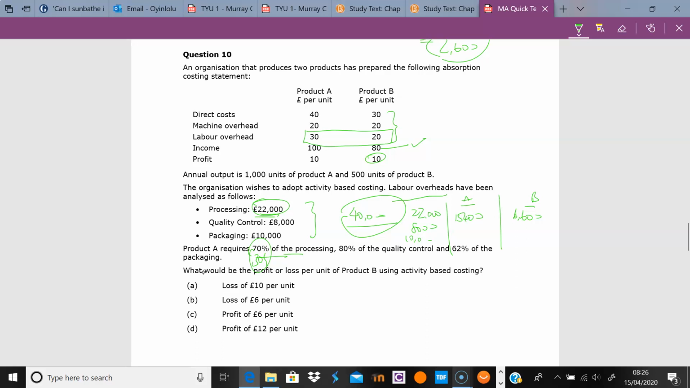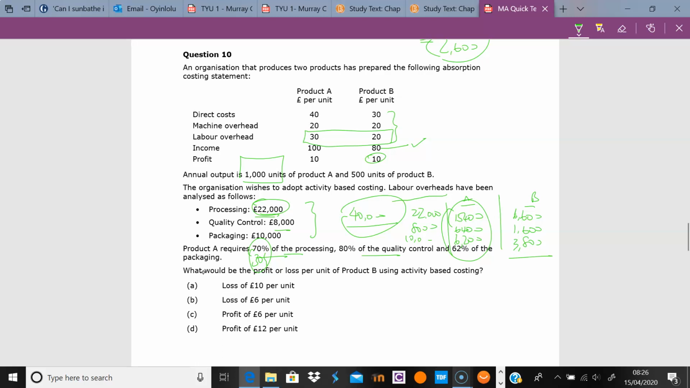It says here 80% on quality control is for A, so 80% here we have 6,400, and so here I must have 1,600, the difference. So 80% here, and then 62% of packaging, so that's 6,200, and here I must have 3,800. And so this is what I have. So those are my costs for my total overheads for A now. And so typically what I'll do is add all this together and split it based on the actual number of units, because now I've got my overheads and I can tell you what the overhead is per unit.